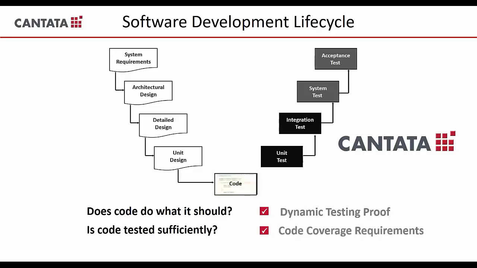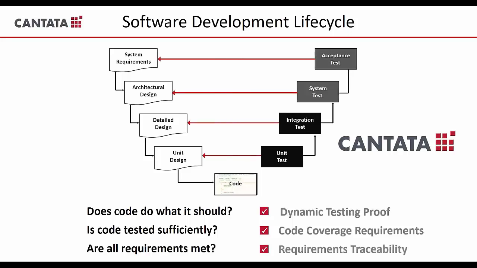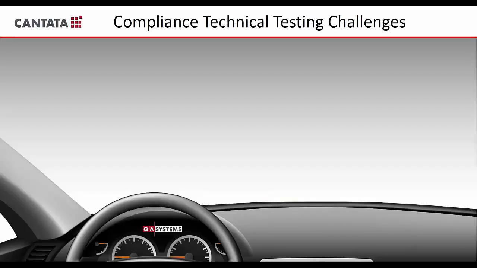Second question you might want to ask is, how much of the code have I tested? Not just does it do what it's supposed to do, but have I tested all of it? And for that, we use code coverage requirements. And finally, of course, are all the requirements actually met by the tests and verified by the tests? So that's about requirements traceability. So have all the requirements been verified and all those tests pass? So Cantata provides capabilities for all of those, and that's where it fits in the software development cycle.